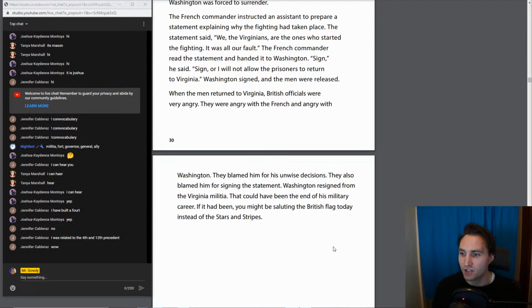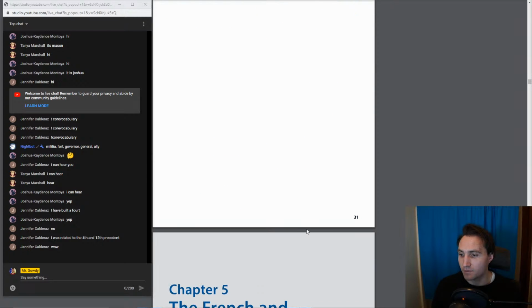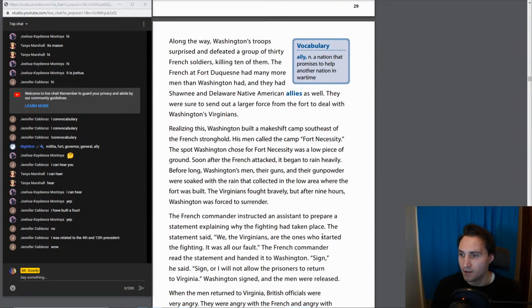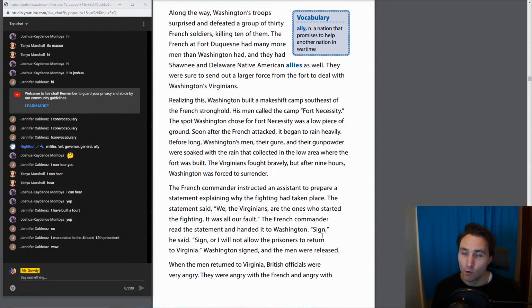Washington resigned from the Virginia militia. That could have been the end of his military career. If it had been, you might be saluting the British flag today. Who knows if we would have been our own country, instead of the stars and the stripes. Okay, and that is it, guys. Chapter 4. Pretty quick, right? Pretty cool, though. Well, I guess cool in the sense of learning about this history. Kind of sad and not so cool that George Washington made some mistakes.